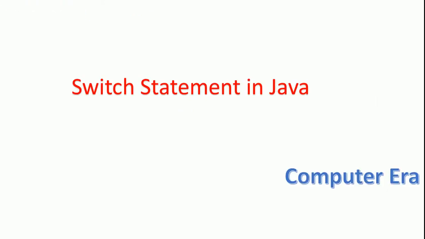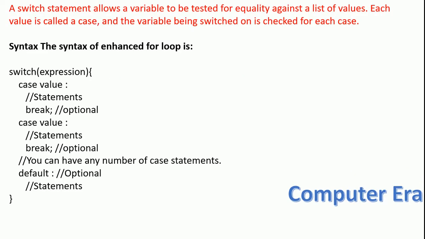Coming to the last decision making statement, that is the switch statement in Java. The switch statement in Java allows a variable to be tested for equality against a list of values. Each value is called a case, and the variable being switched on is checked for each case. If you look at the syntax of a switch, it is like this: switch expression. Accordingly, that value will be executed. The switch statement is a multi-way branch statement. It provides an easy way to dispatch execution to different parts of the code based on the value of the expression.